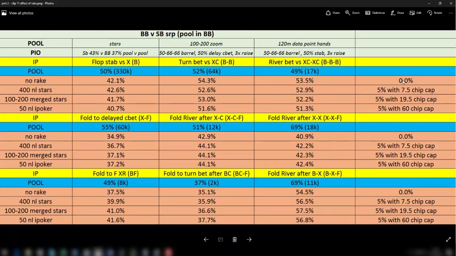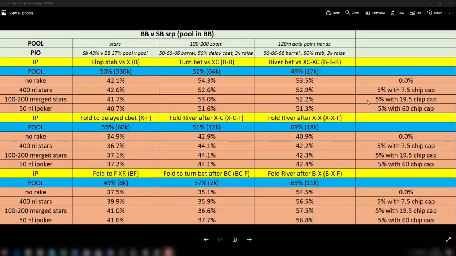So at the top we've got no rake, obviously 0%. Then we've got the rake at 400 NL Stars, which is 5%, with a 7.5 chip cap in terms of our model, if you remember, where we were using 1,000 chip starting stacks. Then the third row down, I've got the rake merged between 100 NL Zoom and 200 NL Zoom, because that's the large database that I've got. And at the bottom, I've got a worst case scenario for rake, 5% with a 60 chip cap at 50 NL, which represents 50 NL at iPoker.